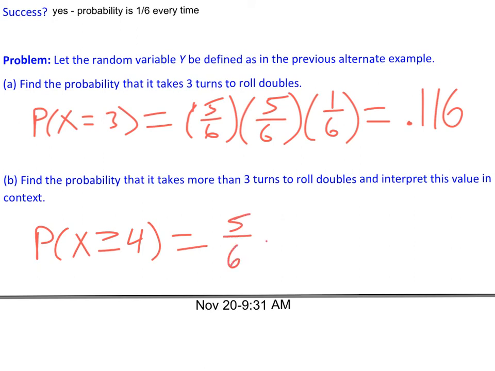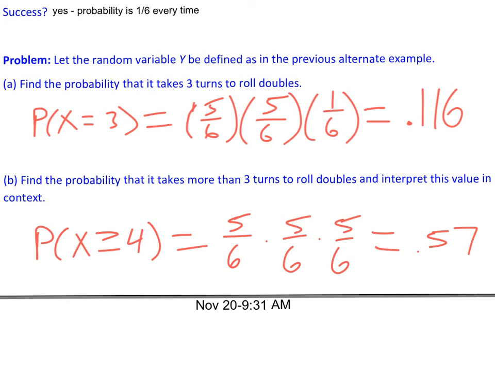This one isn't saying it has to happen on the fourth roll. It's just saying it has to happen on the fourth or after. Now to do this, there's basically one scenario I need to play out. I need failure on the first, failure on the second, failure on the third. And that's it. That's all this problem is really saying. If I'm going to get my doubles on the fourth roll or after, that's what needs to play out. I need to not get doubles on the first three.